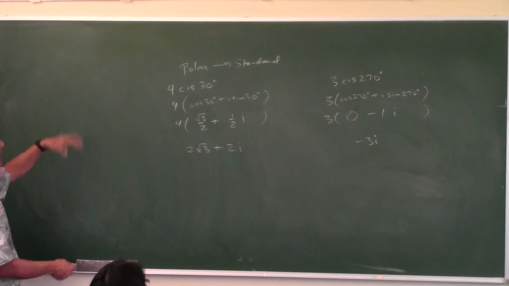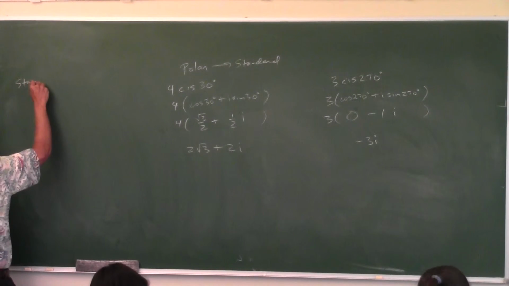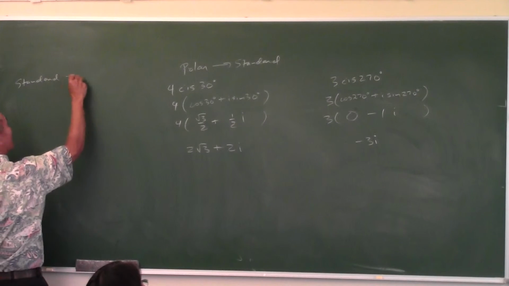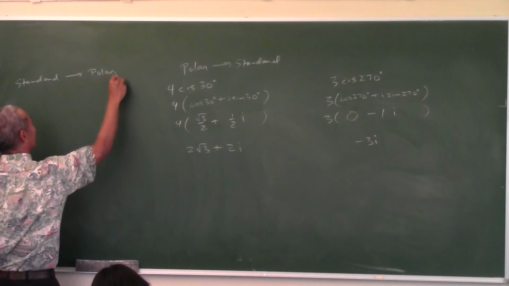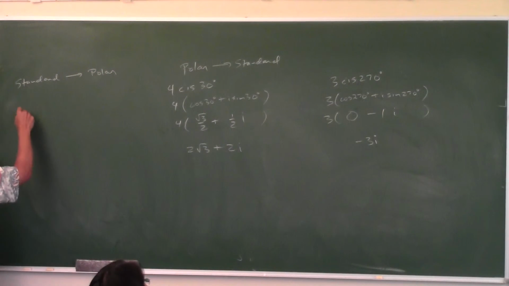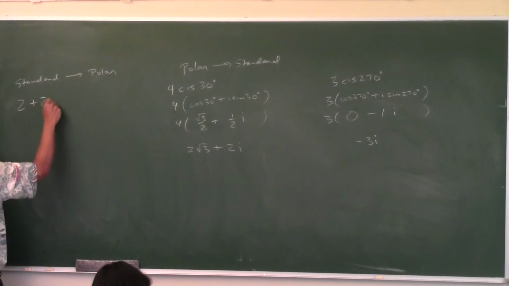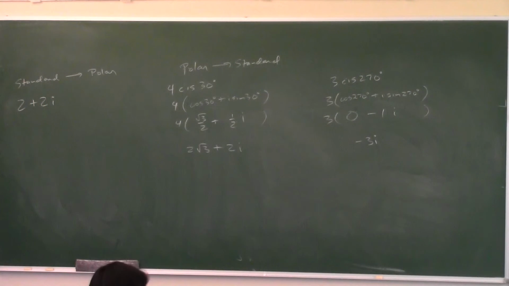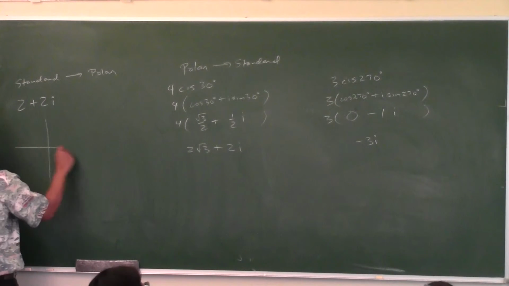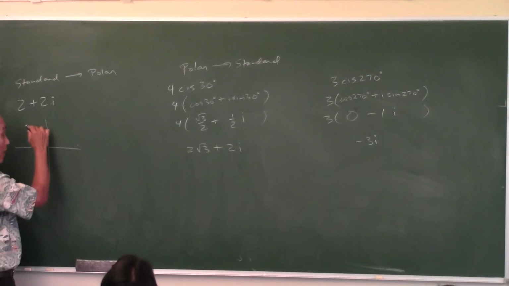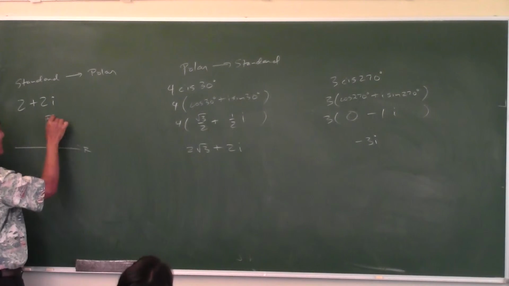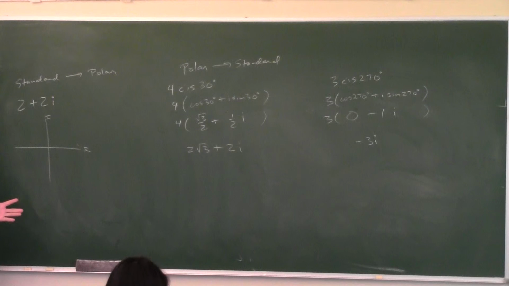Now, what about going the other direction? Standard to polar. Hey, we're almost done. Okay? Well, what if I give you 2 plus 2I? How do you change this to polar? Well, just like the homework we had several nights ago, what did I tell you? What is the fastest way to change from rectangular to polar? What did I tell you? Draw the picture, exactly. So here we go. Except instead of now having an X and a Y axis, you have a real and an imaginary axis. That's the only thing that's different.